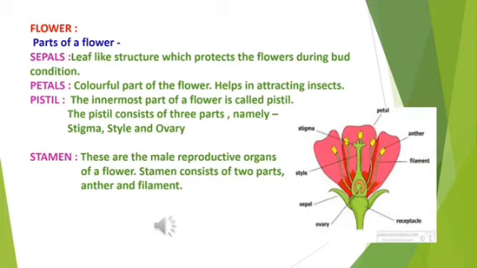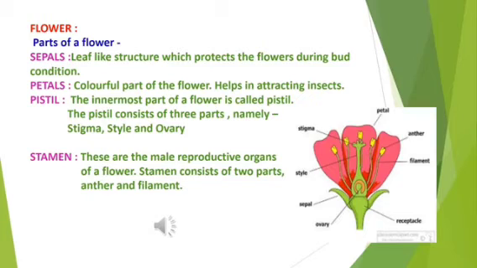Now let us learn about flower. Flower is the most attractive part of a plant. It is also the most brightly colored part of the plant. Usually we see that leaves are green in color, and flower is the only part which is very colorful. Today let us learn about the different parts of a flower.